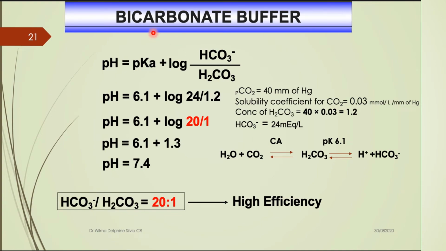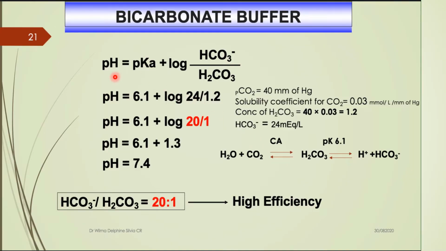Bicarbonate buffer system, which is one of the buffer systems of the body fluids, consists of two components, weak acid, that is carbonic acid, and the base bicarbonate. Carbonic acid is formed in the body by the reaction of carbon dioxide with water in presence of the enzyme carbonic anhydrase, which is especially abundant in the walls of the lung alveoli as well as the epithelial cells of the renal tubules.